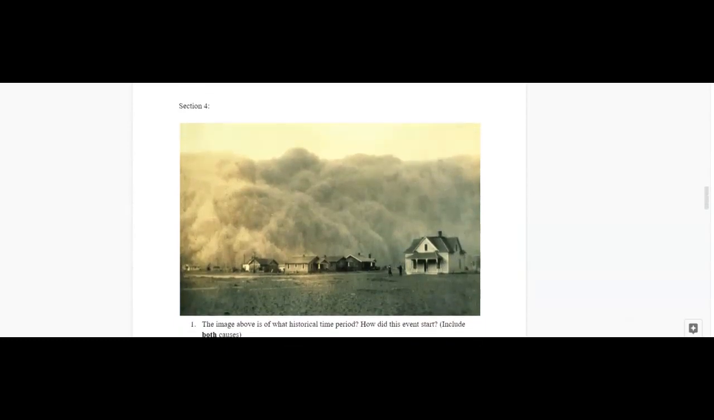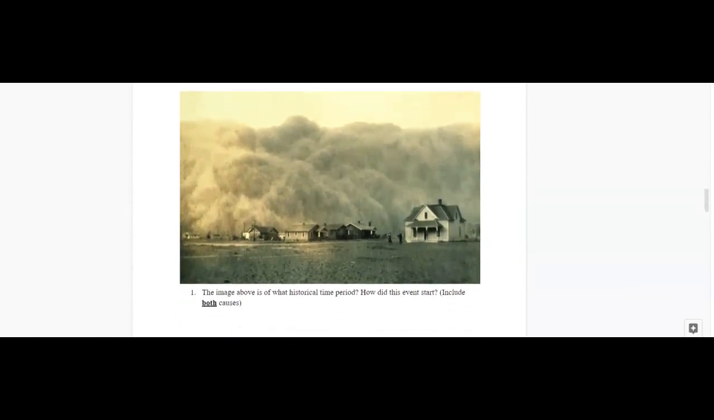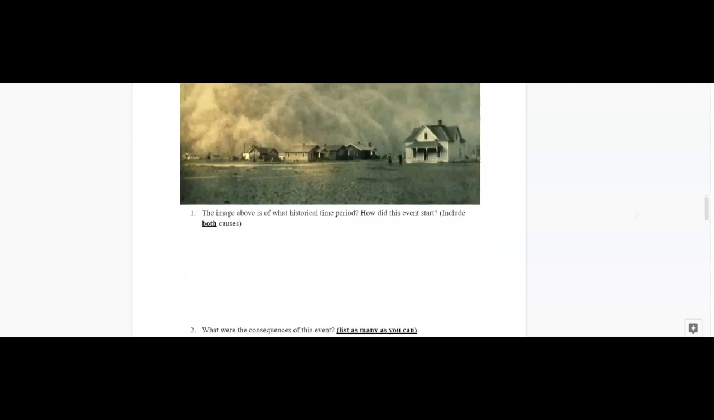Section 4, we have a picture. Question 1, the image above is of what historical time period? How did this event start? Please include both causes. And number 2, what were the consequences of this event? Include as many as you can.